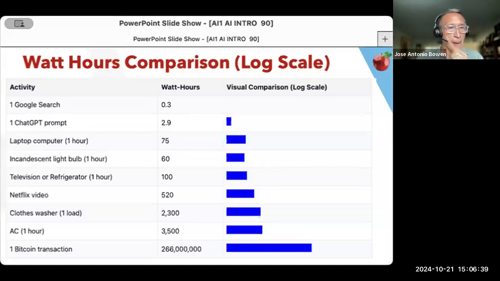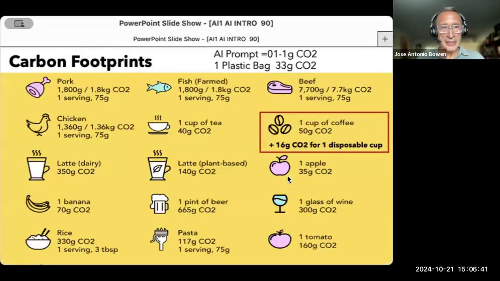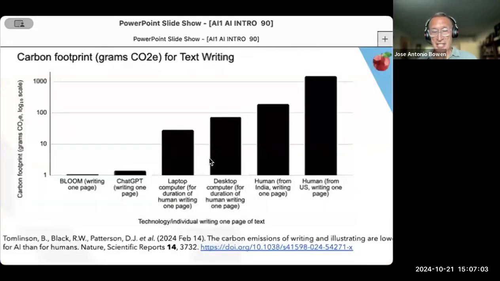None of that is to say that we shouldn't be concerned about this. But there's the amount of CO2 emitted from an AI prompt, right? And if you've had a cup of coffee this morning, you use considerably more. And if you had a disposable cup, even more. So again, not to say that we shouldn't be concerned about AI, but we should put it in context, and we should be concerned about all these things.